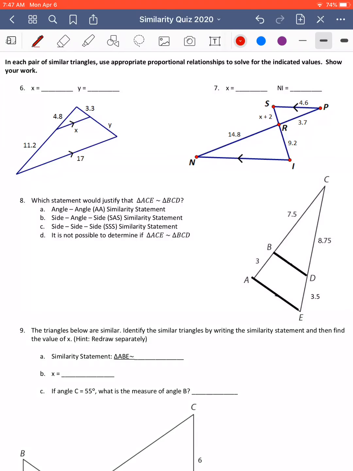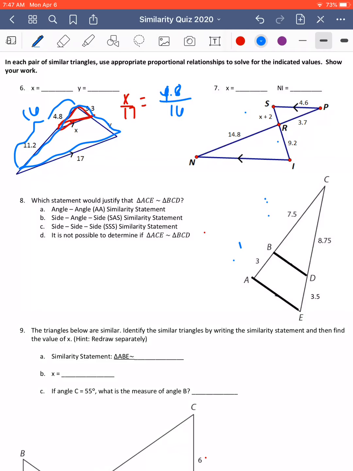What I would do to solve for x is x goes with 17, because x is from the small triangle, and 17 is from the large triangle. Now for the large triangle, x is from the small triangle, so 4.8 is what I'm going to use on the top of the second proportion, and that goes with not 11.2, because we're using the whole thing, so we have to add those two together. So 11.2 plus 4.8 is 16. That would be the other side of that proportion.